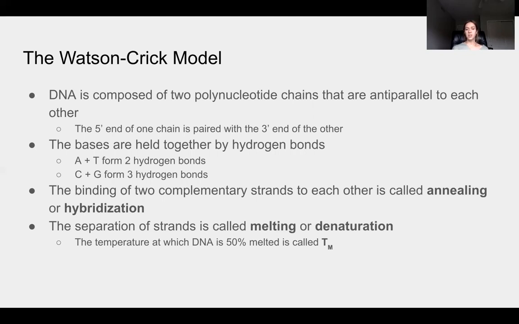So the bases are held together by hydrogen bonds. So A and T form 2 hydrogen bonds, and C and G form 3 hydrogen bonds. So this is really important to know in terms of the strength of a certain strand of DNA and how well those are held together by those hydrogen bonds between the bases. So the binding of 2 complementary strands is called annealing or hybridization, and the separation of the strands is called melting or denaturation.